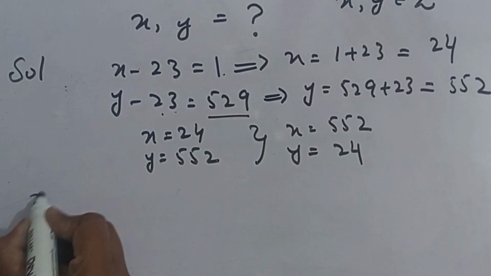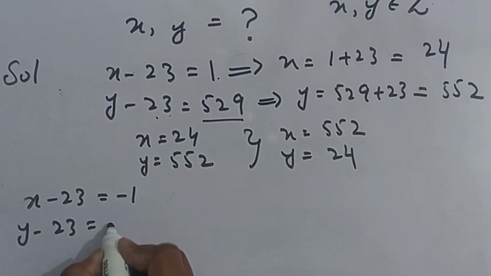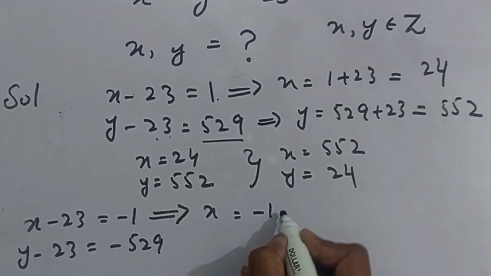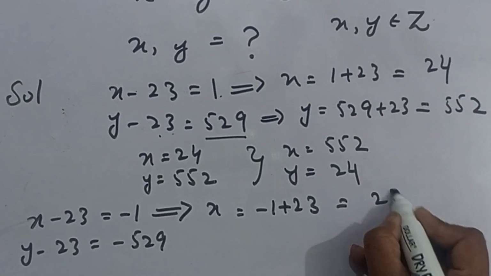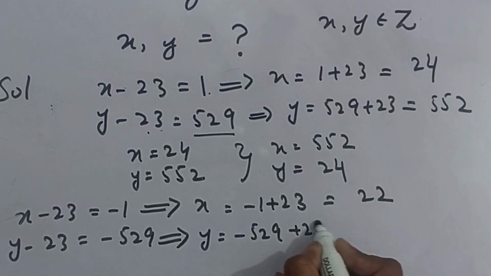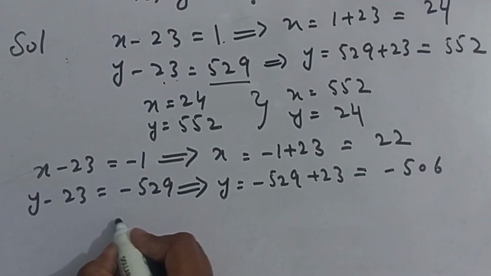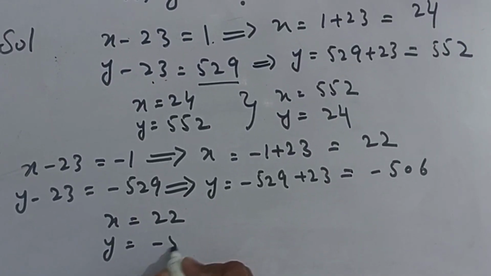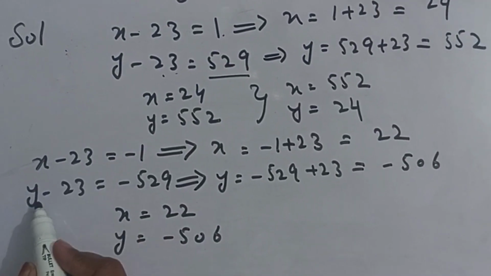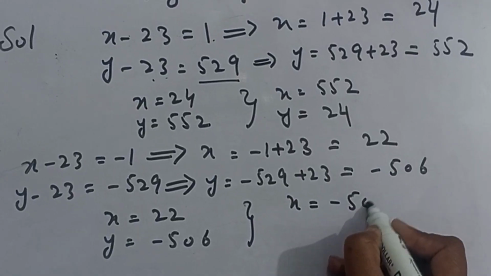Now we take the second factor. In this case we have x minus 23 is equal to minus 1 and y minus 23 is equal to minus 529. This implies x is equal to minus 1 plus 23, which is equal to 22. This is the value of x. Now y is equal to minus 529 plus 23, which is equal to minus 506. So using the second factor we get x is 22 and y is minus 506. We can also write x minus 23 is equal to minus 529 and y minus 23 is equal to minus 1, and in this case we get x is minus 506 and y is 22.